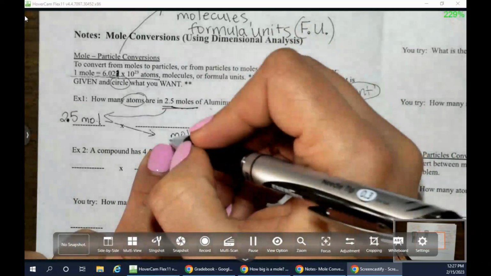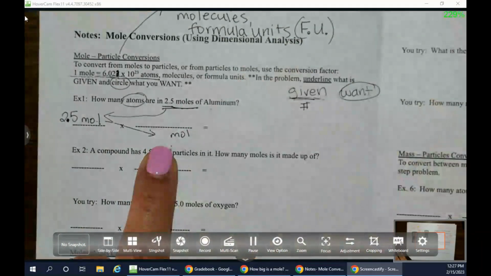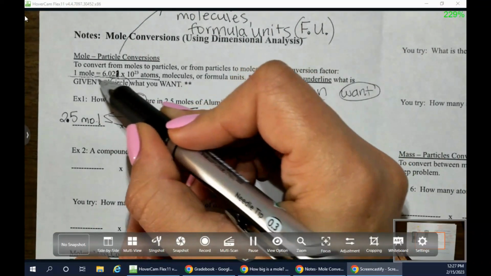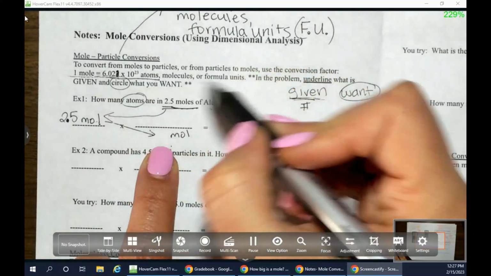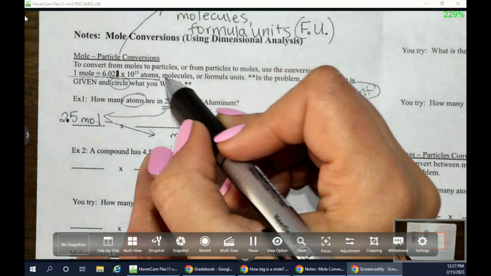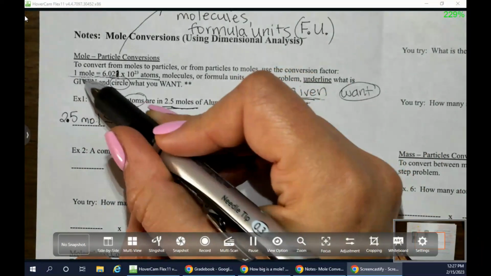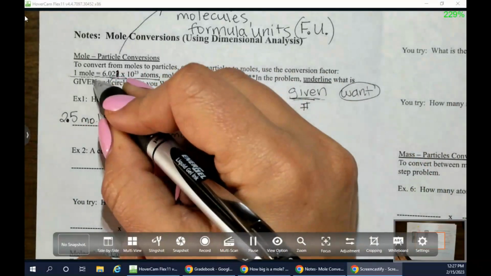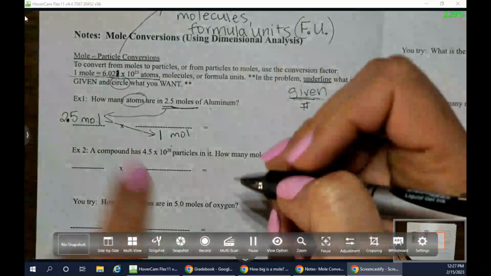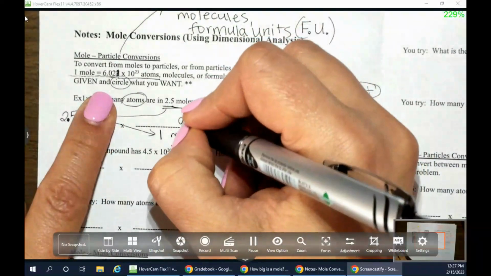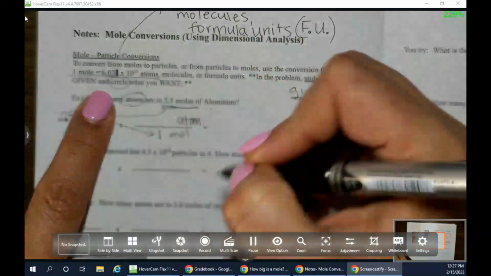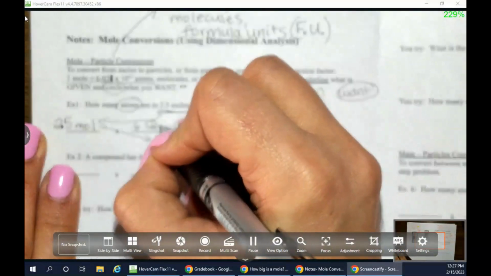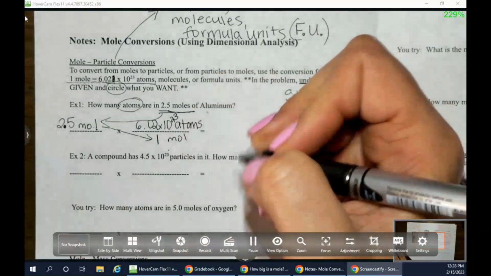Can anyone tell me what number I am going to put next to mole? Look at that conversion. What number goes next to the word mole? Is it 6.02 or is it 1? 1, exactly. 1 mole, so 1 goes on the bottom. The top is going to have atoms. We've seen that we need to end with what we want on top. So we're going to say 6.02 times 10 to the 23rd atoms.